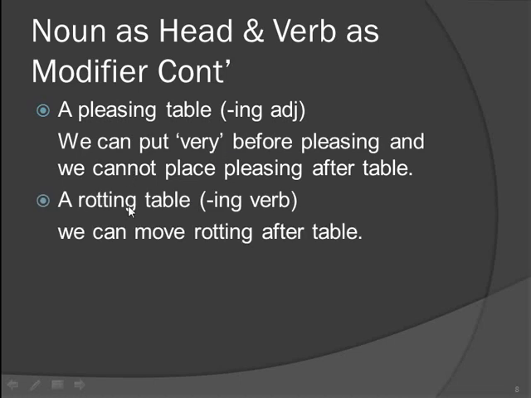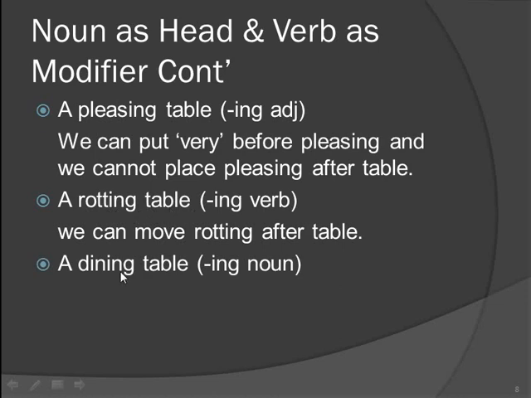Okay, and next, if the verb ing can be moved after the noun, so it is verb itself. So a rotting table, table rotting. So we can use them. Rotting means in the process of broken. And next, a dining table. So this is also verb ing.